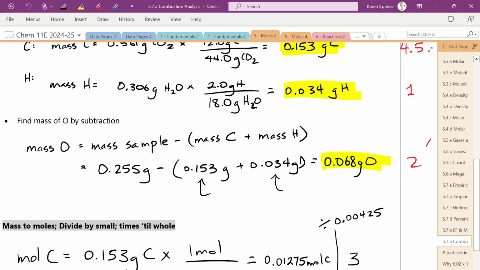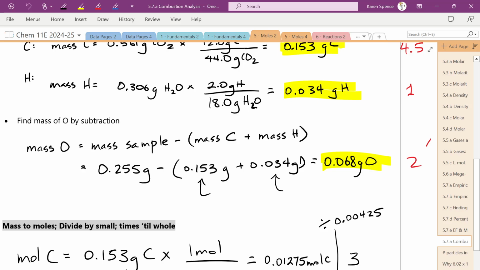I got negative 0.09. What do you mean? Wait, what did we do wrong? I'm looking. Yeah, so... No, we did everything right though.